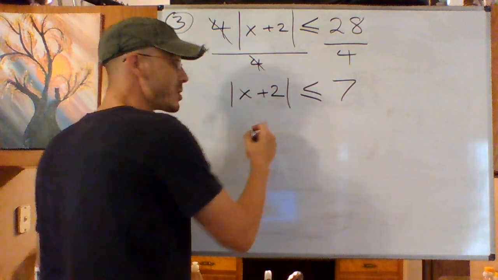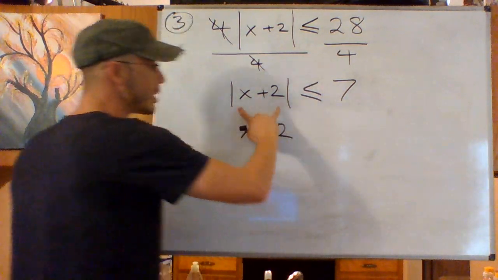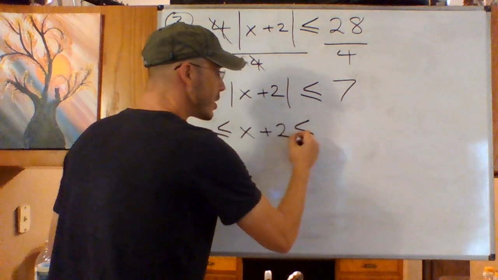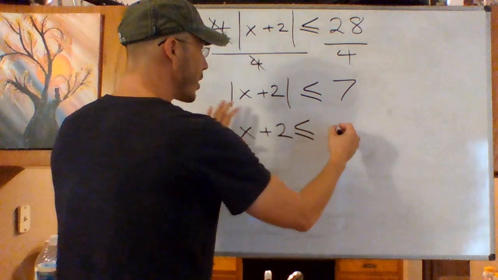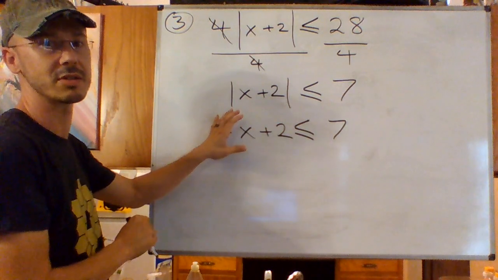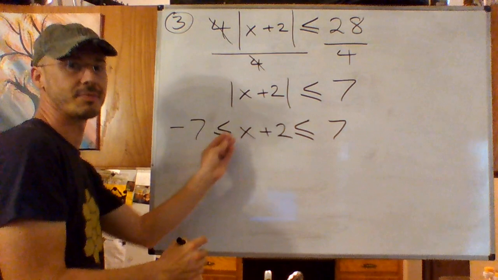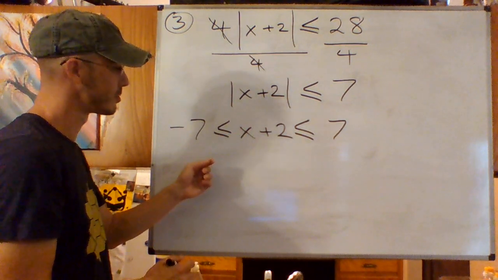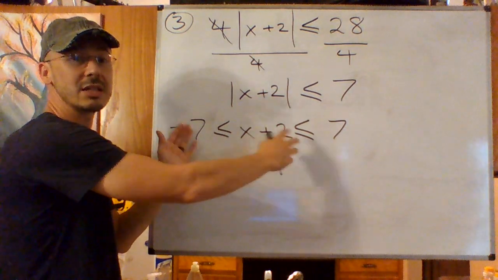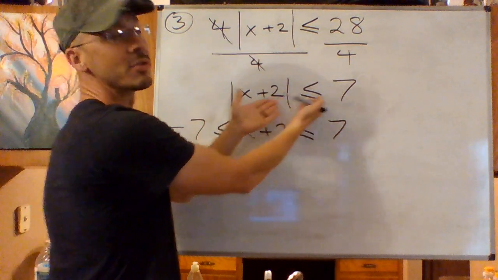I'm going to rewrite it as an ordinary compound inequality. X plus 2 has to be less than or equal to 7 to have an absolute value less than or equal to 7. But it also has to be greater than or equal to negative 7. Or negative 7 has to be less than or equal to x plus 2. It has to be sandwiched between 7 and negative 7 in order for its absolute value to be less than or equal to 7.